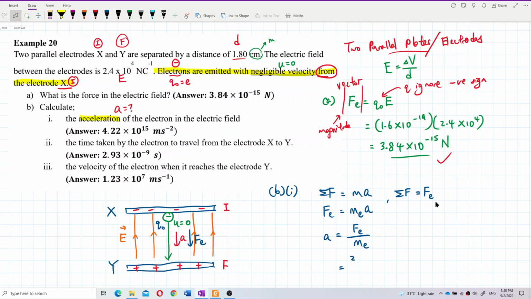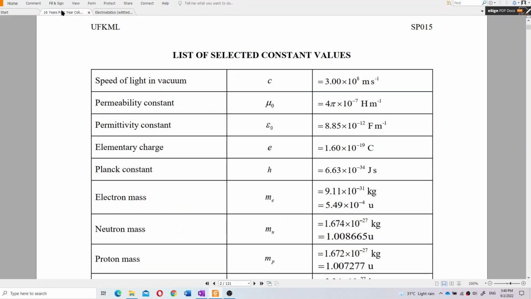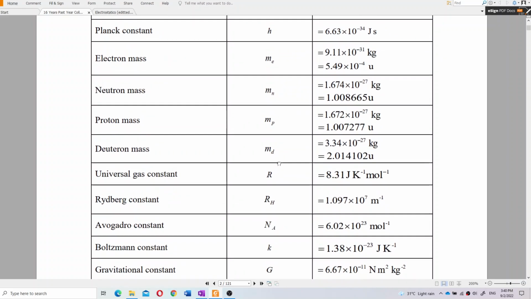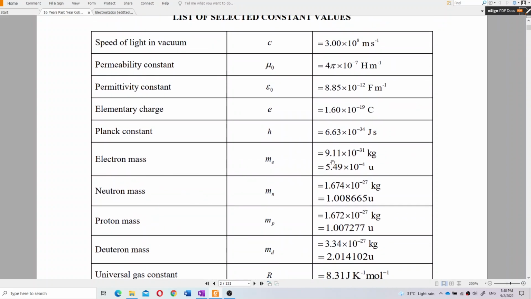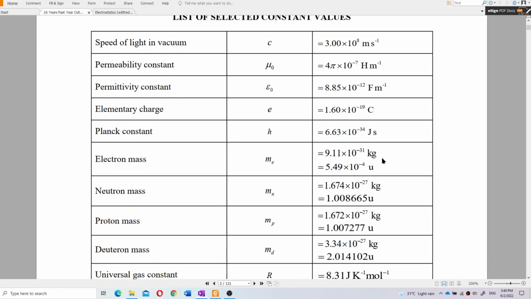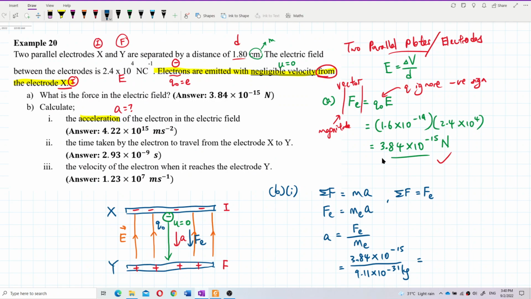So 3.84 times 10 to the negative 15. What is the mass of the electron? You can find it from the list of constants. The mass of electron is 9.11 times 10 to the negative 31 kilogram. Okay, so let's calculate, divided by the mass of the electron.